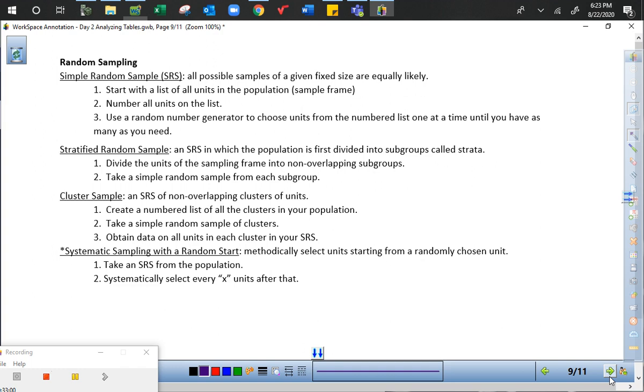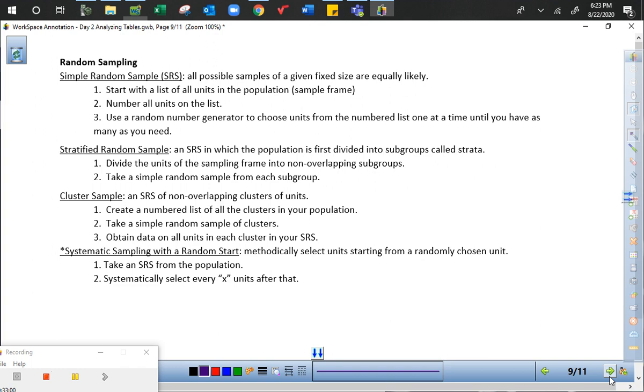Okay, so they're not in-depth, but they are ways that are commonly used. First up is simple random sample. This is where all possible samples of a given fixed size are equally likely. So when we're talking about those farms, they weren't the same size. That's the problem. So they weren't equally likely, because they were looking at the coordinates.